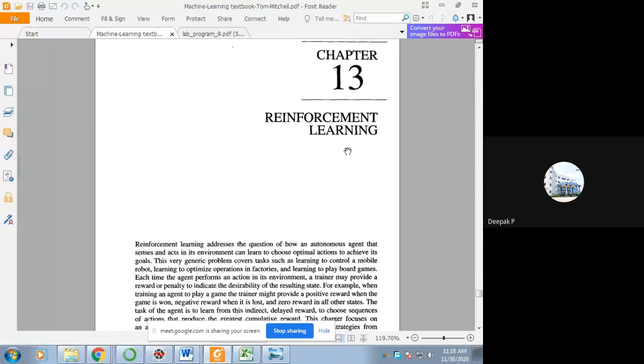Okay, after this chapter we are having the last chapter, that is called your evaluating hypothesis, which will be finished in 3 to 4 classes.